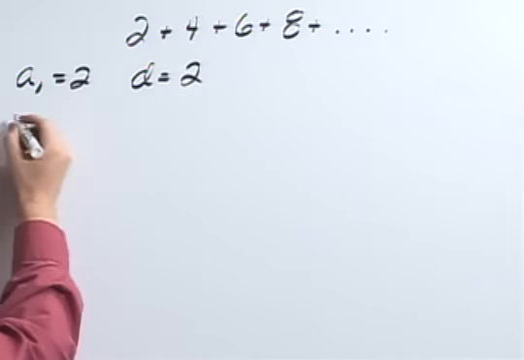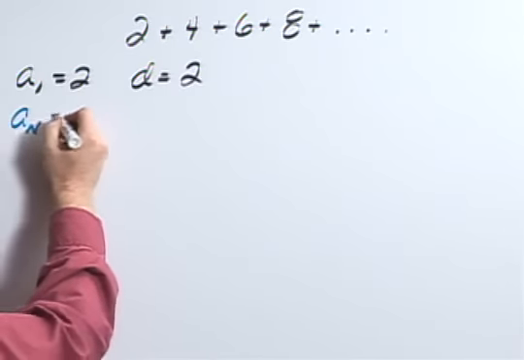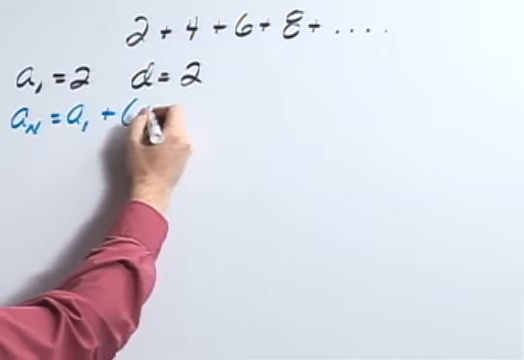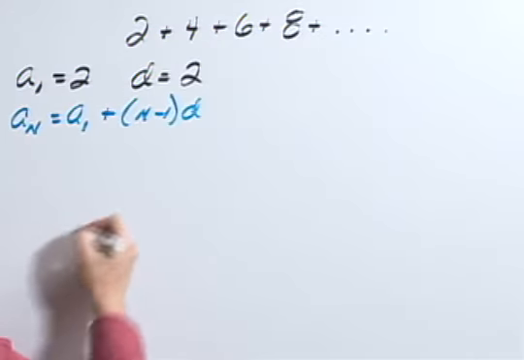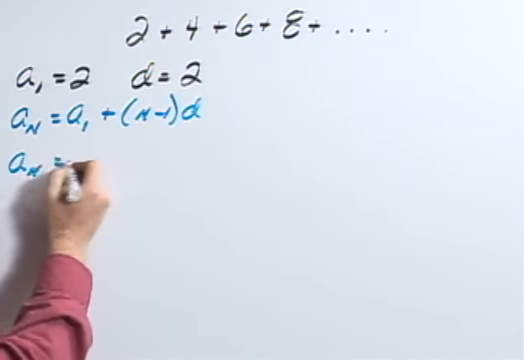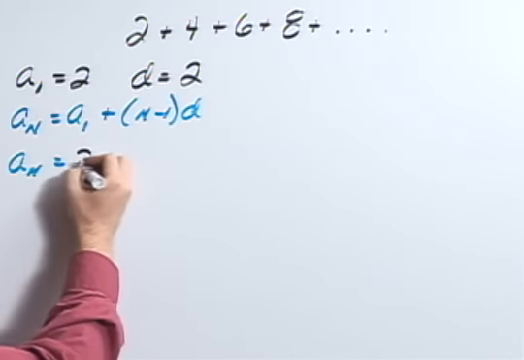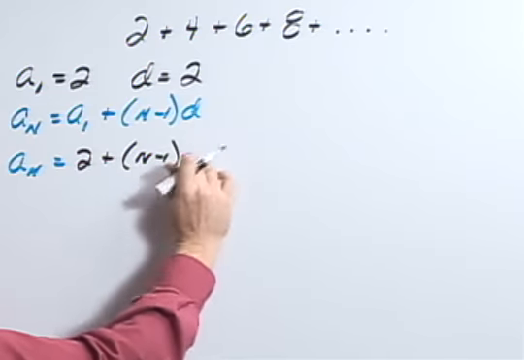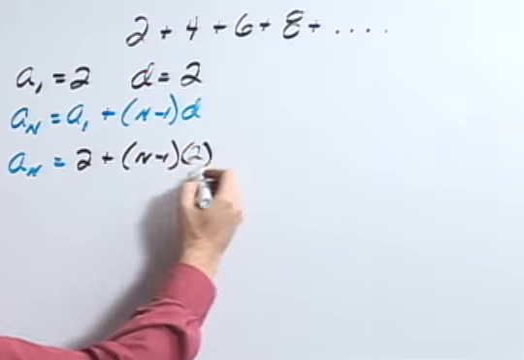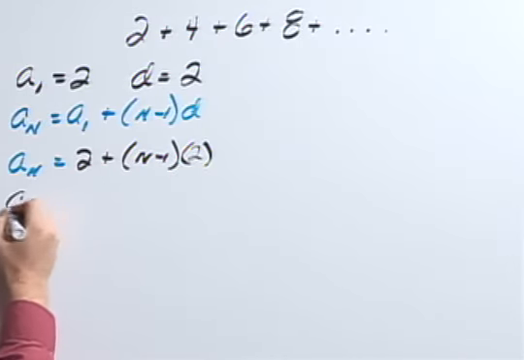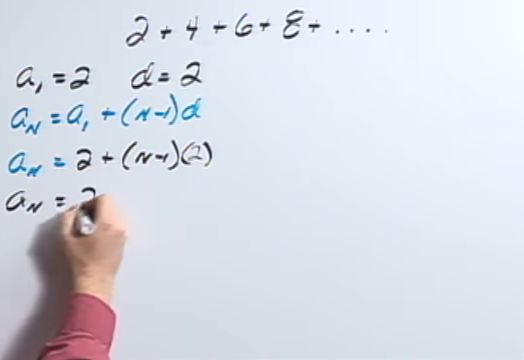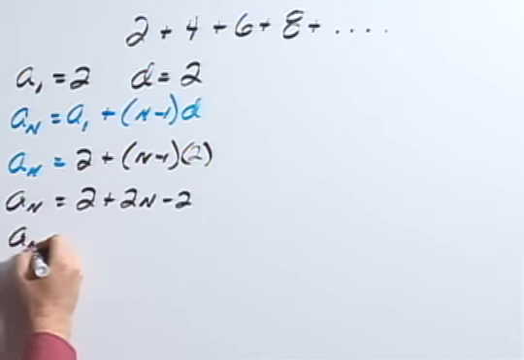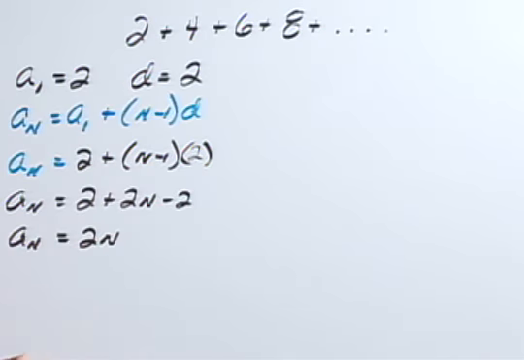That's going to allow me to figure out what would be a sub n. A sub n would be a sub 1 plus n minus 1 times the difference. In this case, a sub 1 would be 2 plus n minus 1 times the difference of 2. Next, I can distribute that 2 throughout, so a sub n would equal 2 plus 2n minus 2, or a sub n would simply be 2n.